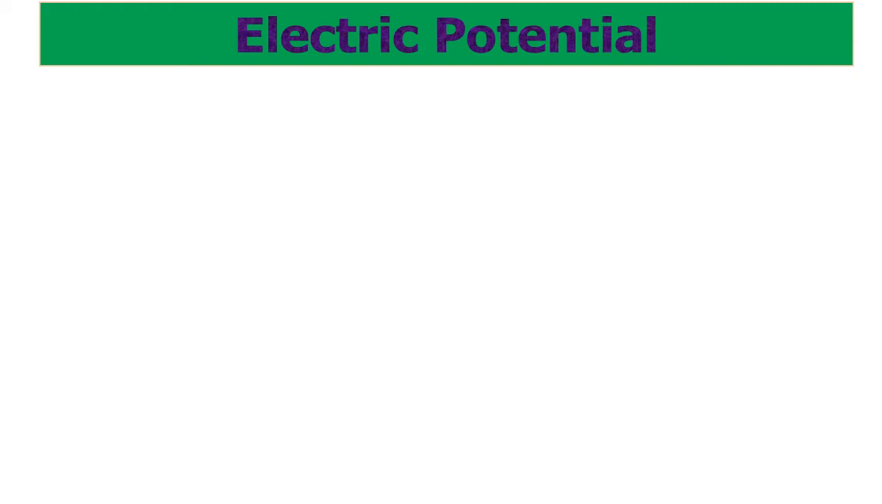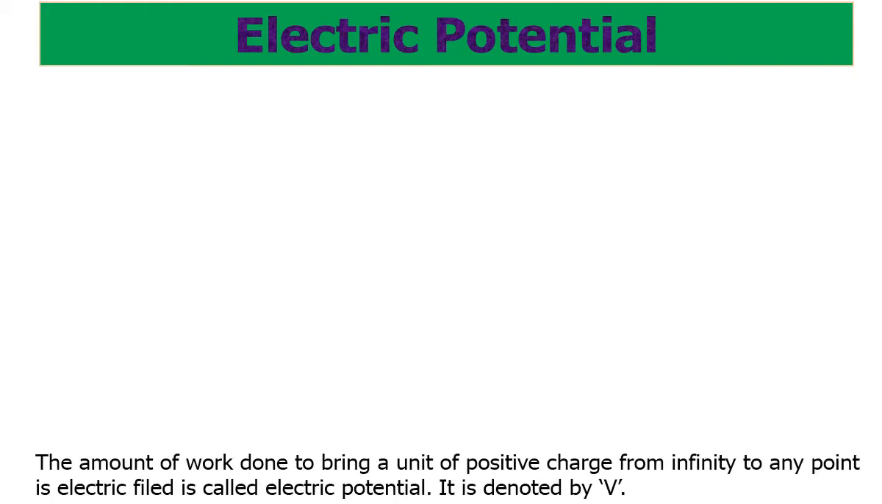Let's talk about electric potential. The amount of work done to bring a unit of positive charge from infinity to any point of the electric field is called electric potential. It is denoted by V. That means if you want to carry a unit positive charge and place it into the electric field, then you have to do some work. That is called electric potential.